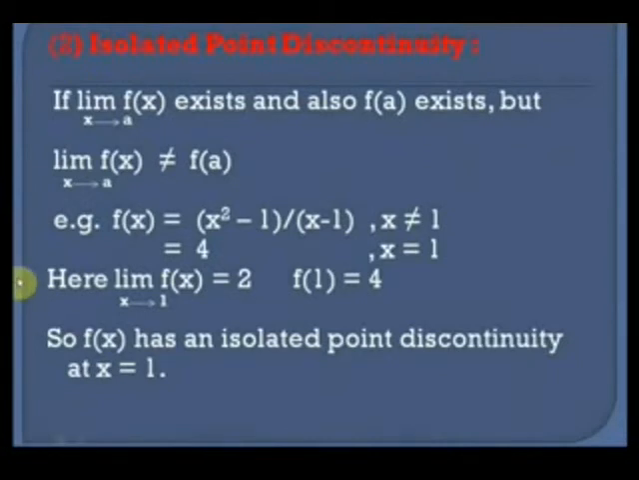This is a removable type of discontinuity, because we can define f(x) in such a way that f(a) is equal to the limit of f(x) when x tends to a. In this problem, if I say that f(x) is equal to 2 when x is equal to 1, then the limit of f(x) when x tends to 1 is equal to f(1), which is equal to 2. So this becomes a continuous function. In short, for removable types of discontinuities, we can remove the point of discontinuity by redefining the function f(x) so that the limit of f(x) when x tends to a is equal to f(a).